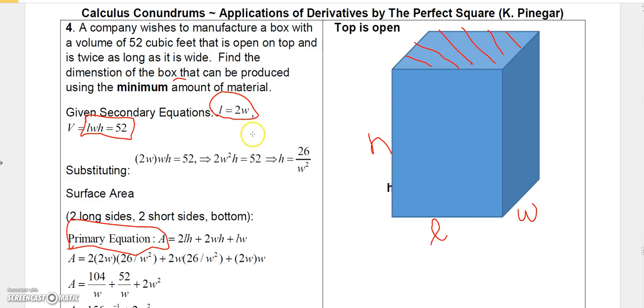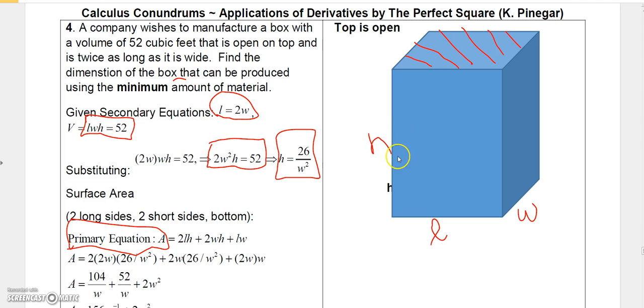Okay, so now, first of all, I know the length is 2w, so if I replace the length with 2w in this formula, I get 2w times w times h, which would give me 2w squared h equals 52. Now if I divide both sides by 2w squared, I'll get h equals 26 over w squared. The reason I wanted that is that I now have the length in terms of w, and I also need the height in terms of w. So now I've got the length and the height both in terms of w.